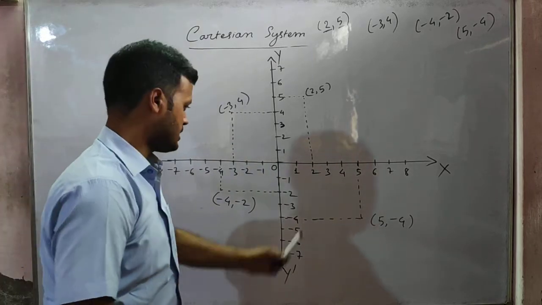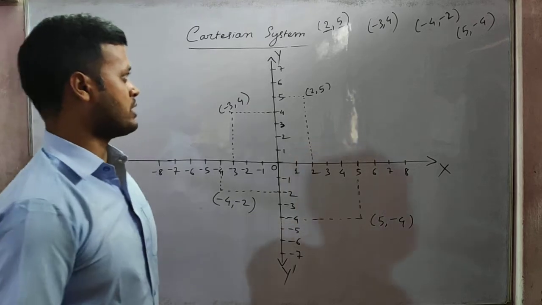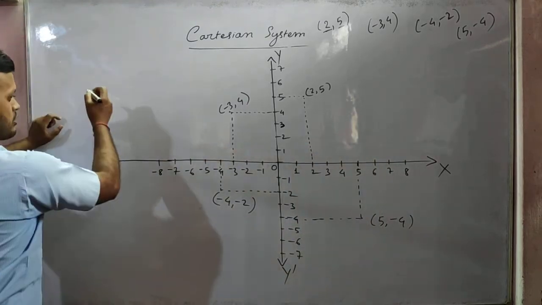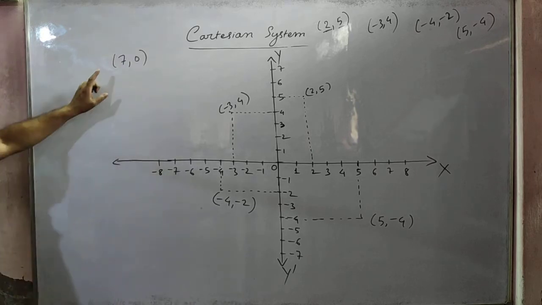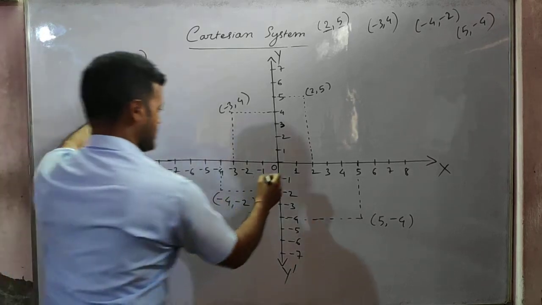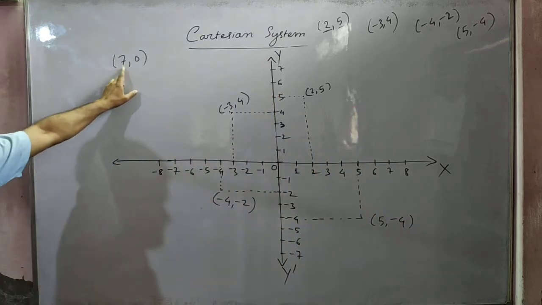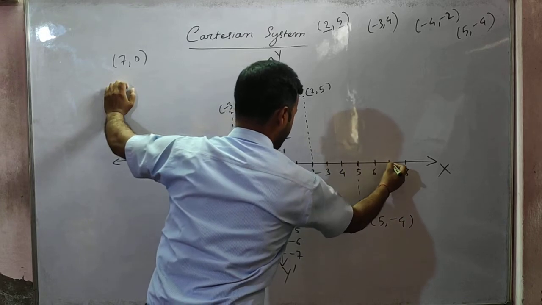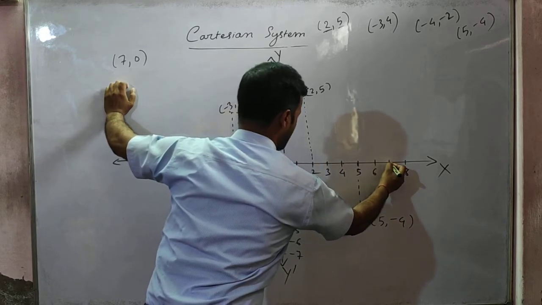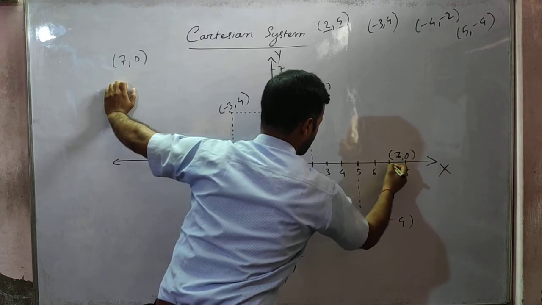Okay, students, understood? Very easy. Okay, suppose one more point you want to locate. Suppose (7,0). X is 7 and y is 0. So let us count. The value of x is 7. So 1, 2, 3, 4, 5, 6, 7. And y is how much? 0. So it will not move. It will be here only. This point is (7,0).